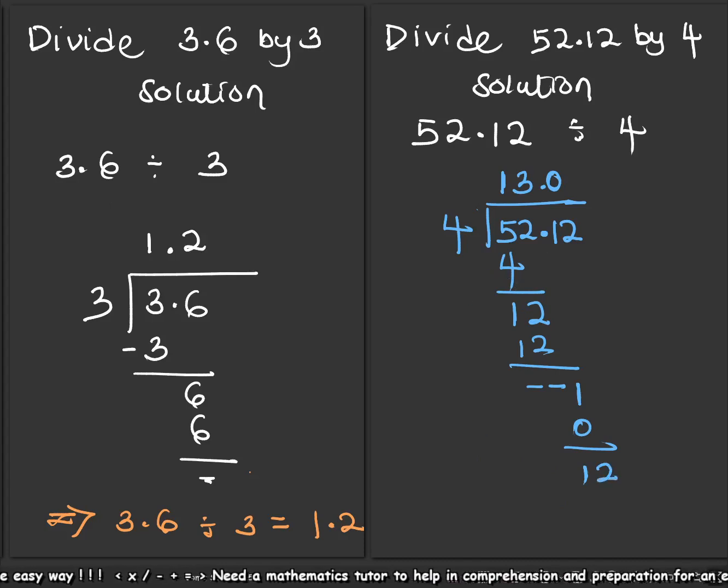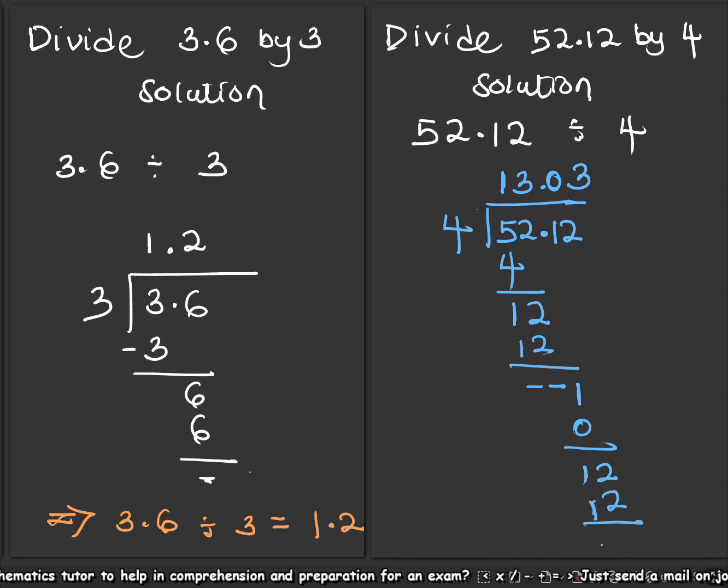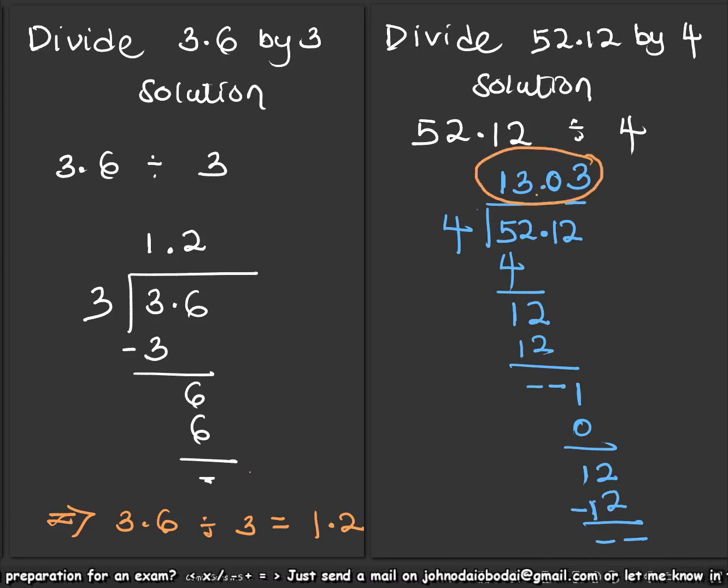And then we now come again and say 4 divides the whole of 12 how many times? 3 times. So 4, 3, we have a 12. You get it? Now 12 minus 12 gives us nothing. So we can therefore conclude that this here is our answer. 13.03 is our answer if we divide 52.12 by 4.